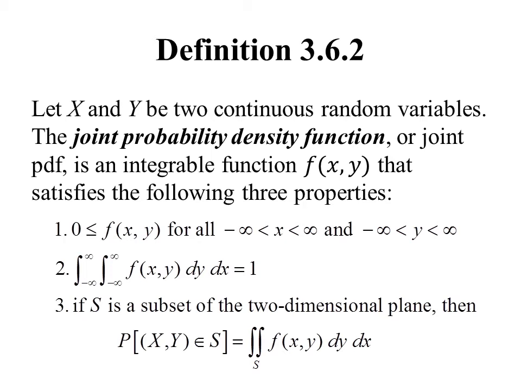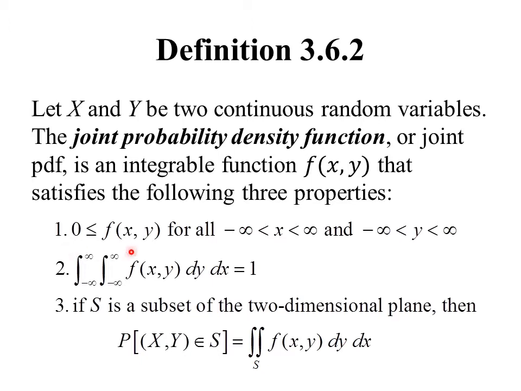Now our next definition, we're going to extend this idea of a joint distribution to continuous random variables. The definition here is going to look very similar to that for discrete random variables, only we're dealing with integrals rather than summations. So let X and Y be two continuous random variables. The joint probability density function, or joint PDF, is a function f(x, y) that satisfies these three properties.